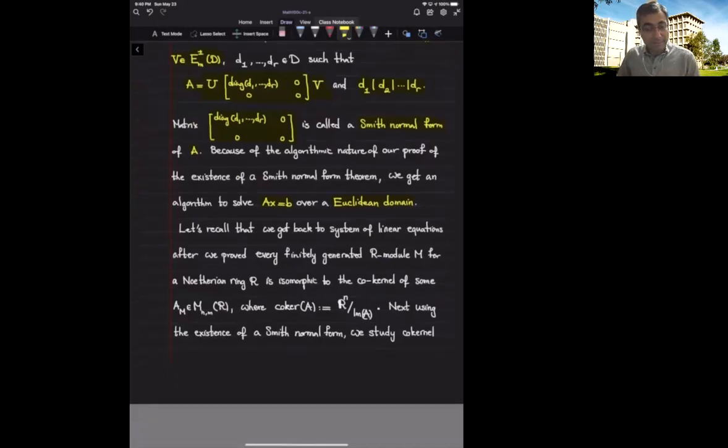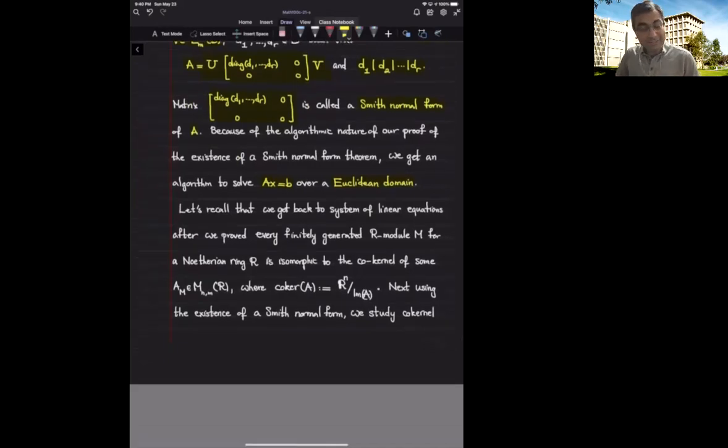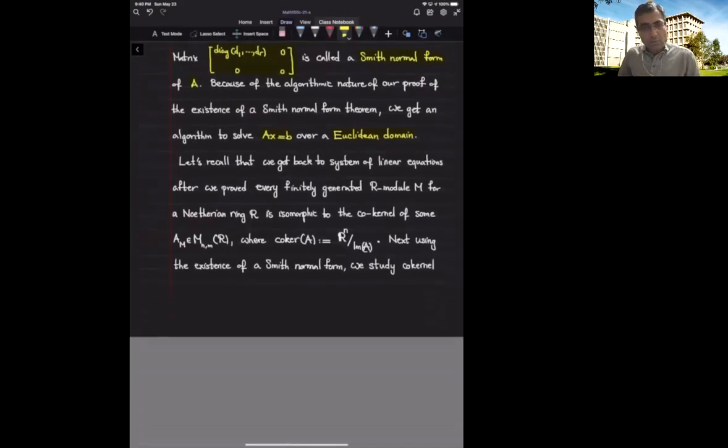What kind of implications can it have? How can it help us to get a better understanding of modules, let's say. In fact, we got back to equations after describing what modules are and studying Noetherian modules. We got back to linear equations, systems of linear equations, after we proved that every finitely generated R module M, when R is a Noetherian ring, is isomorphic to the co-kernel of some rectangular matrix.